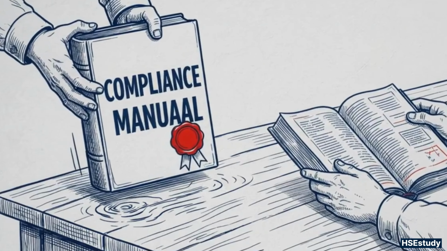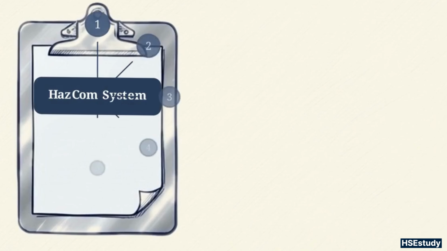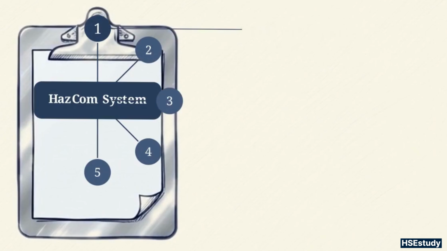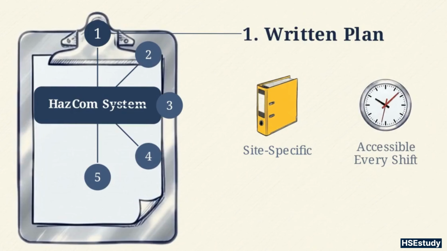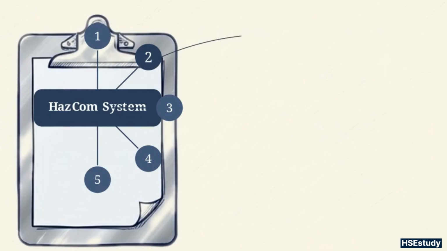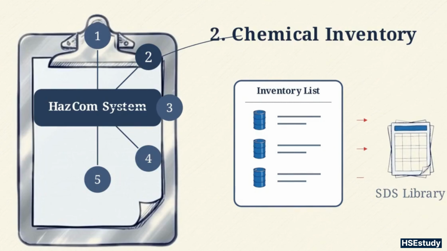To find the boundaries of the law, you must first secure the absolute mandates. OSHA's Hazard Communication Standard relies on 5 non-negotiable pillars. Missing one means instant noncompliance. Pillar 1, the written plan, must be site-specific and accessible every shift. Pillar 2, the chemical inventory, lists every hazardous substance on site, cross-referenced to your safety data sheets.